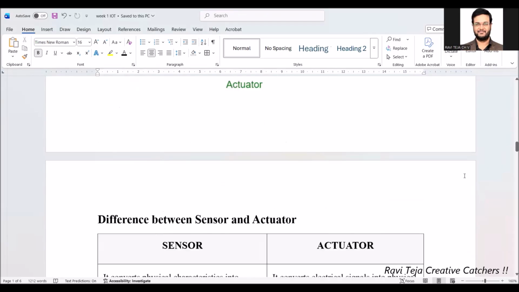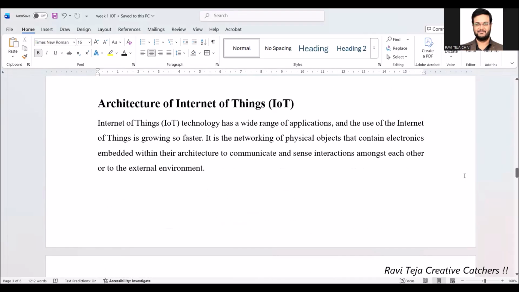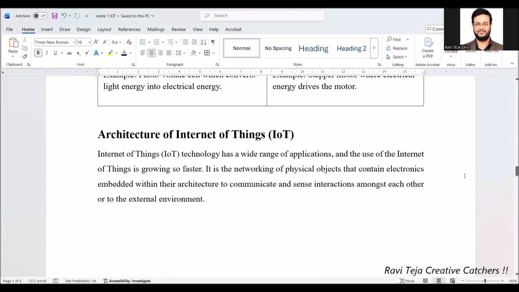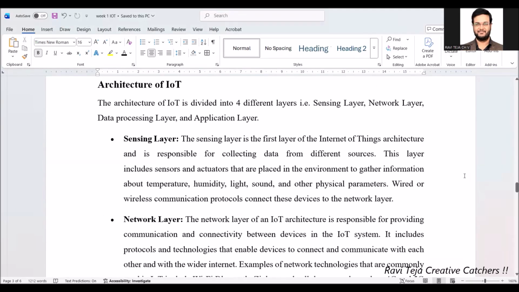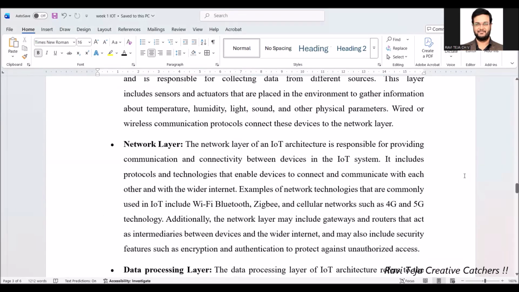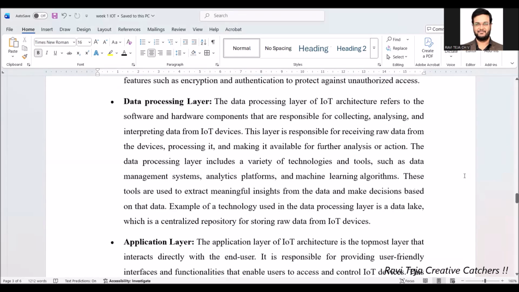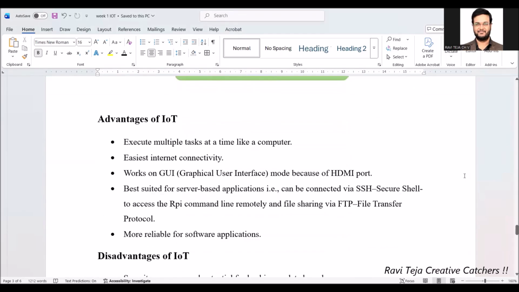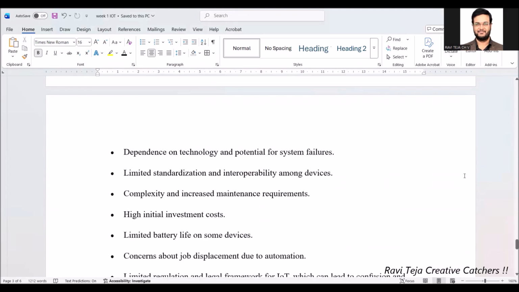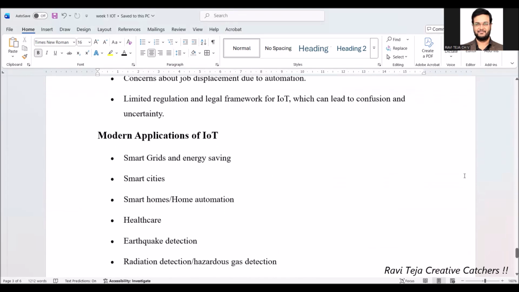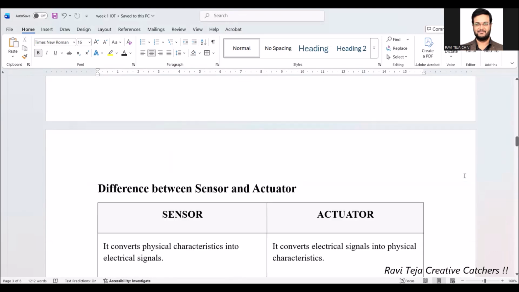And we are also going to see what the architecture of Internet of Things looks like and how each and every layer performs. And not only that, we are also going to see the gateway, how an IoT device or an IoT network works.